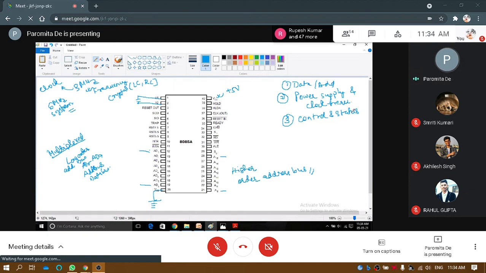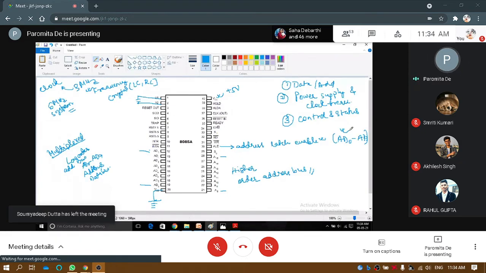Here you see this is ALE. This is address latch enable. What does this do? This AD0 to AD7 signal will tell me whether it is an address bus or whether it is a data bus. Okay, so because I am multiplexing this AD0 to AD7, this will become like this.